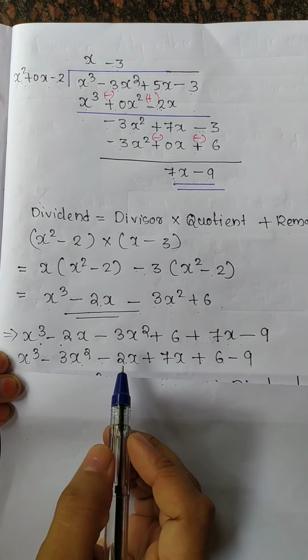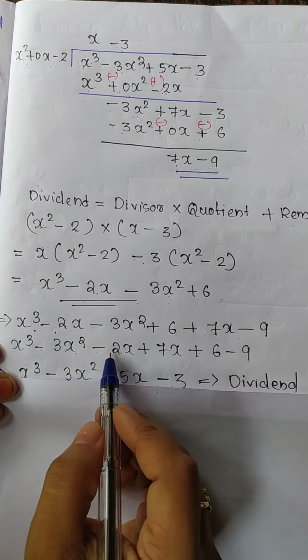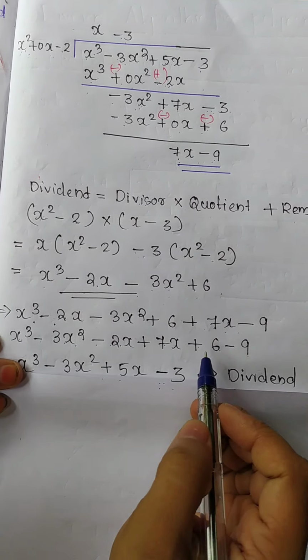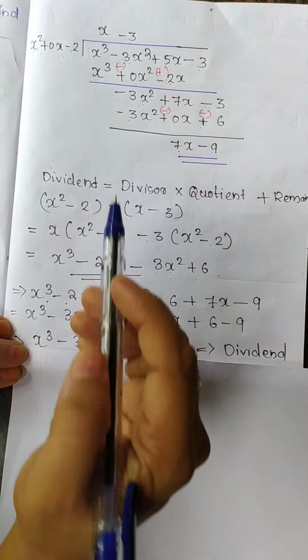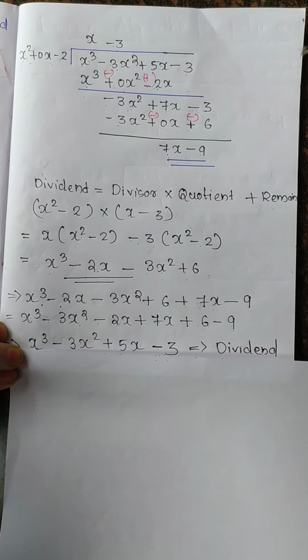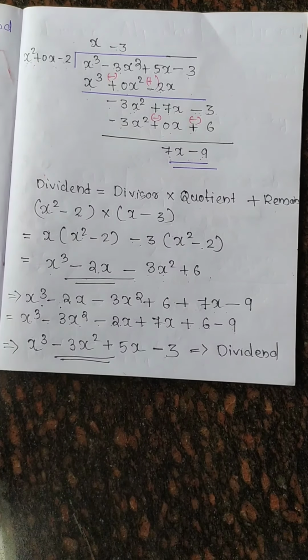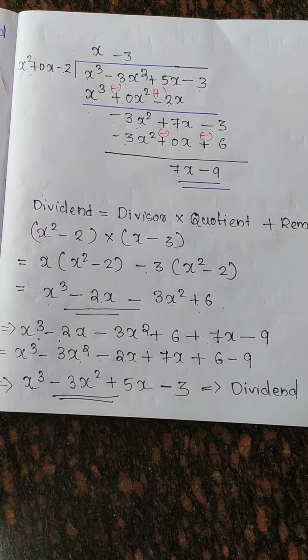So x cube, there is nothing to combine. Minus 3x square also, nothing to combine. Then minus 2x plus 7x, what is the answer? That answer is 5x. Then plus 6 minus 9, that is minus 3. Just look at this dividend, that is x cube minus 3x square plus 5x minus 3. So it is absolutely the dividend. Our answer is absolutely correct and we have verified the answer.